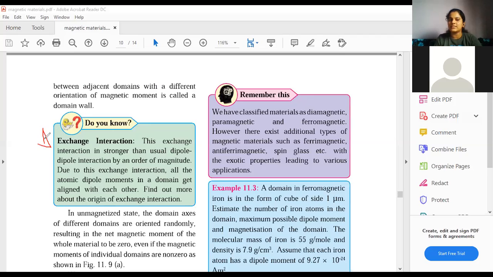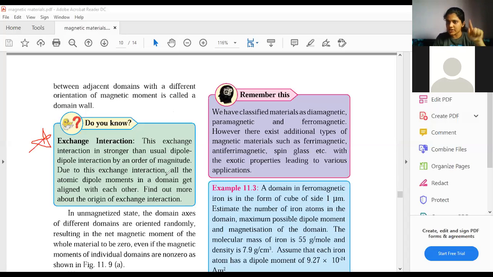You all can mark this blue colored box, like you all can star mark it and keep. Exchange interaction is stronger than usual dipole-dipole interaction by an order of magnitude. So basically, you all know what dipole-dipole interaction is, okay? It is a type of intermolecular force of attraction between two molecules, so attraction between two dipoles. So if you all have to compare, exchange interaction is a kind of intermolecular force of attraction, but it is stronger than a dipole-dipole interaction.